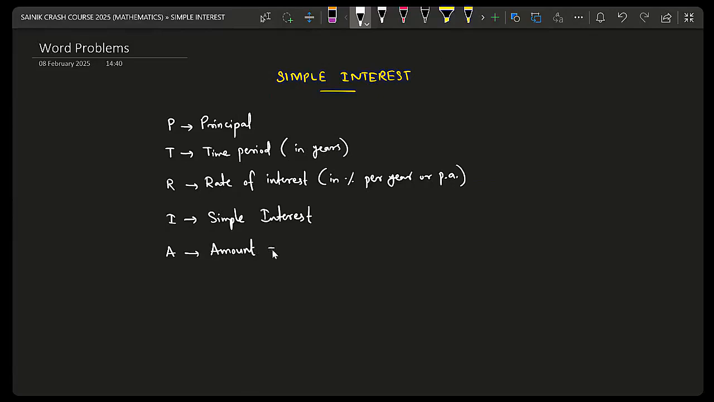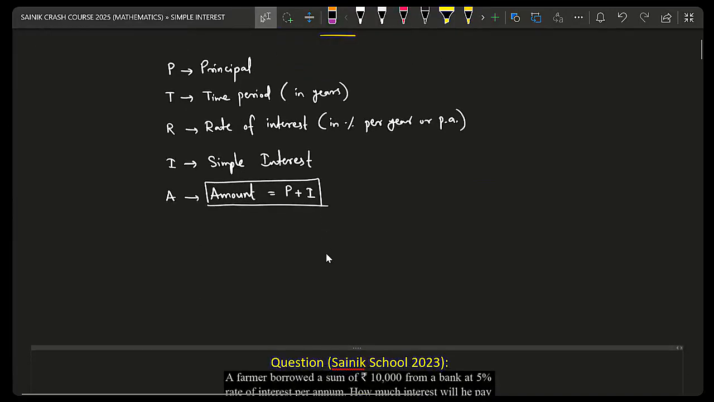We will return the principal as well as the interest together. So the amount formula is always principal plus interest. Now let us see how to calculate the simple interest. Let us try to derive the formula, and then we will use the formula.